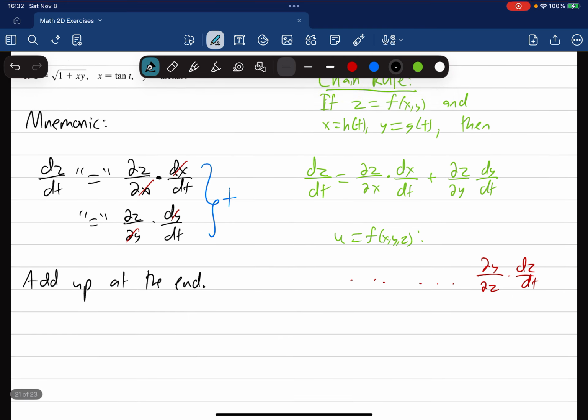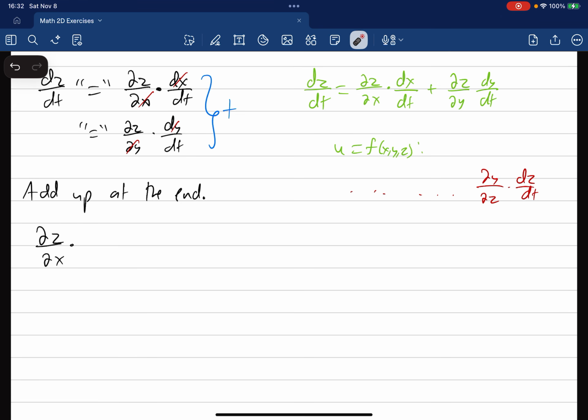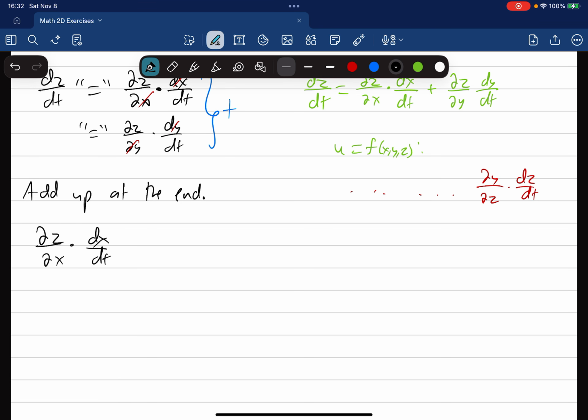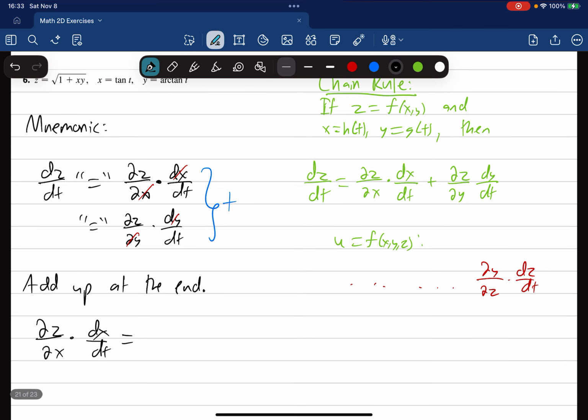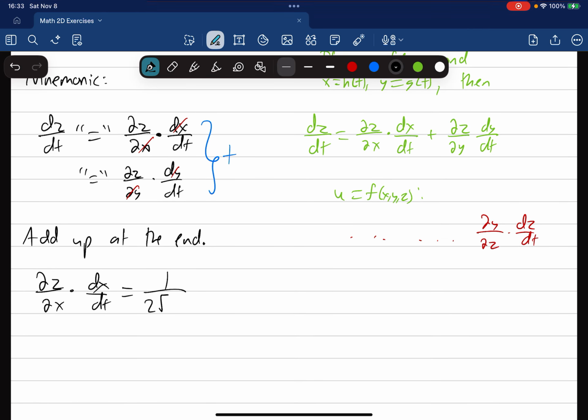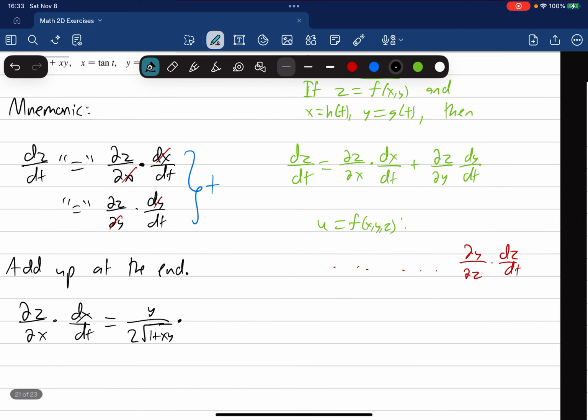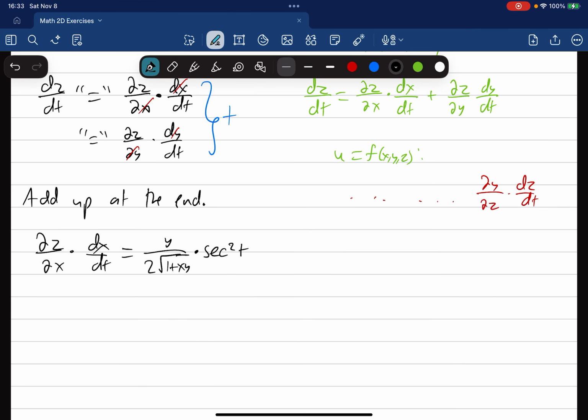So first thing we need to compute is partial z with respect to x times, cancel out the dx here if you want to think of it that way, dx/dt. Well, partial z with respect to x is 1 over 2 root 1 plus xy, multiplied by the derivative of the inside with respect to x, which is just y. And then we're multiplying by dx/dt, which here is secant squared t.